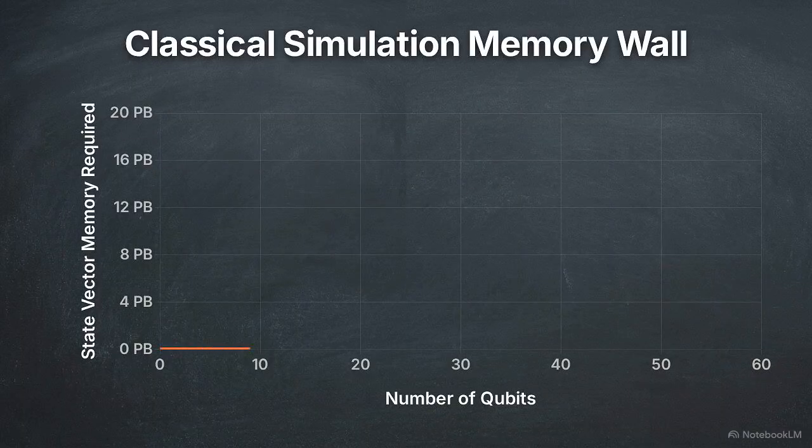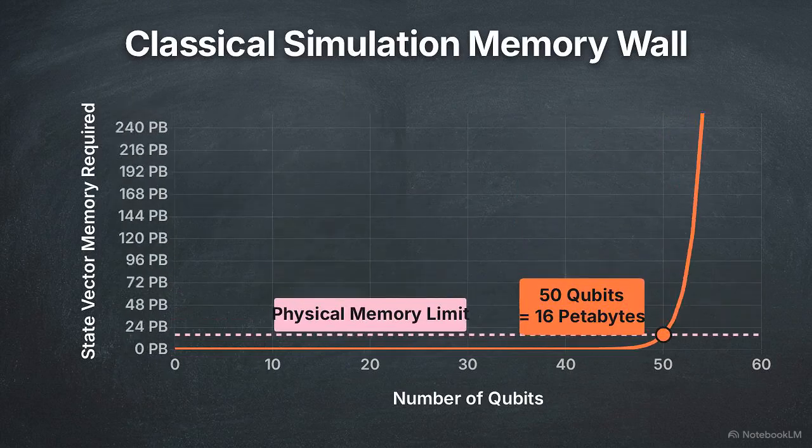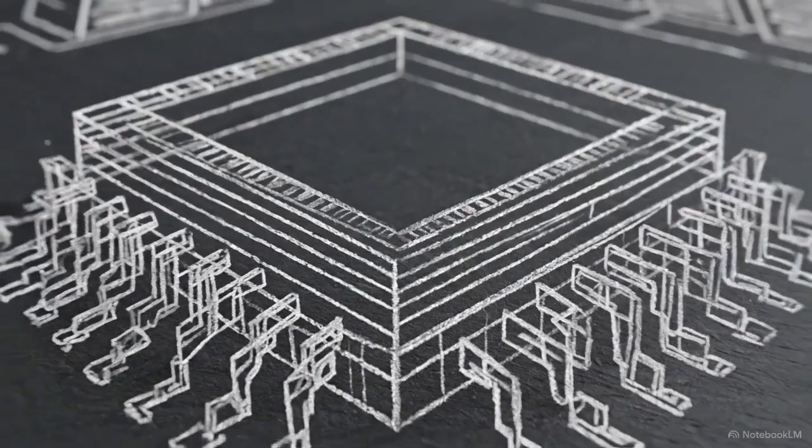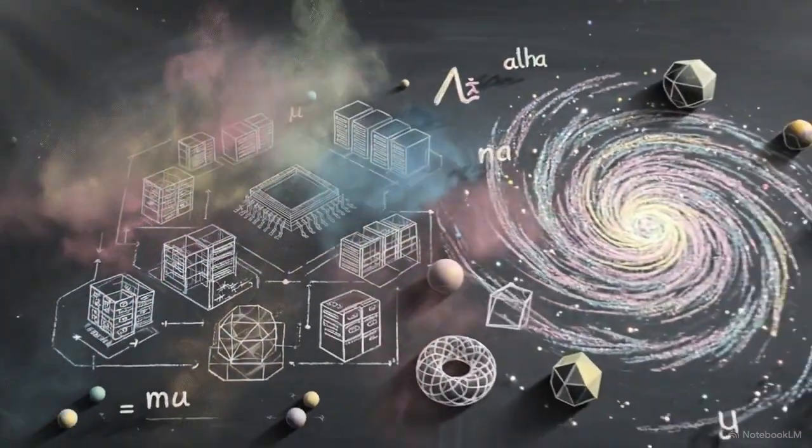This chart shows the exponential memory wall. Simulating just 50 qubits requires roughly 16 petabytes of RAM to store the resulting state vector. At the scale of millions of qubits, the memory requirements exceed the total number of atoms in the known universe.